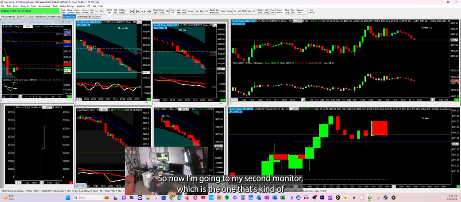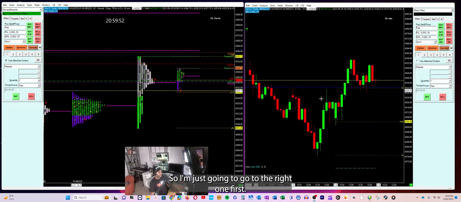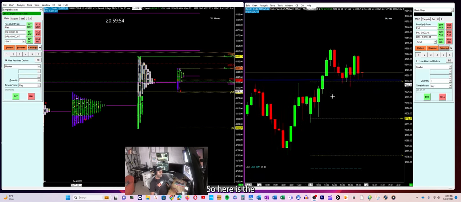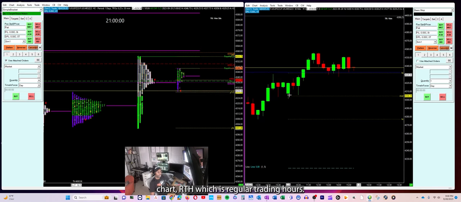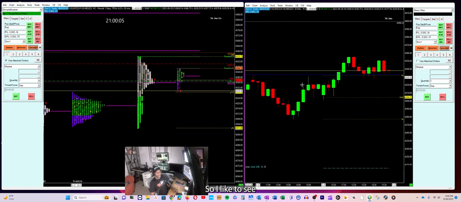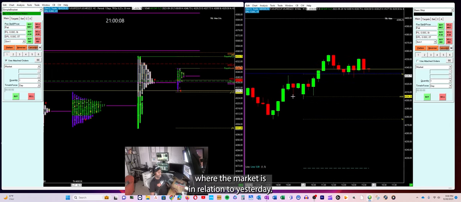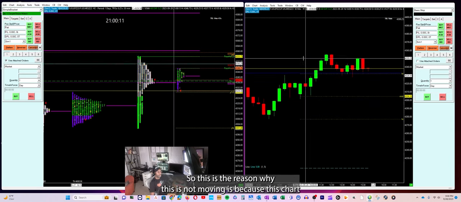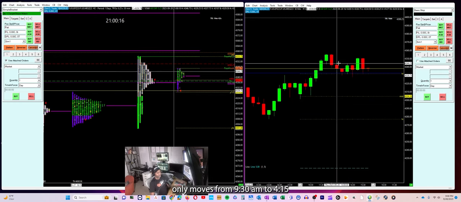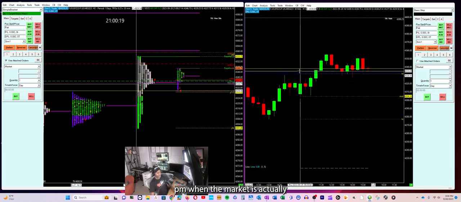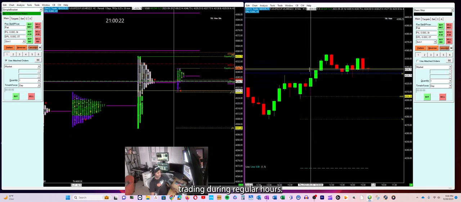All right, so now I'm going to my second monitor, which is the one that's kind of right in my face and the one I actually trade from. So I'm just going to go to the right one first. So here is the S&P 500 30 minute chart, RTH, which is regular trading hours. I like to see where the market is in relation to yesterday. The reason this is not moving is because this chart only moves from 9:30 to 4:15, when the market is actually trading during regular hours.